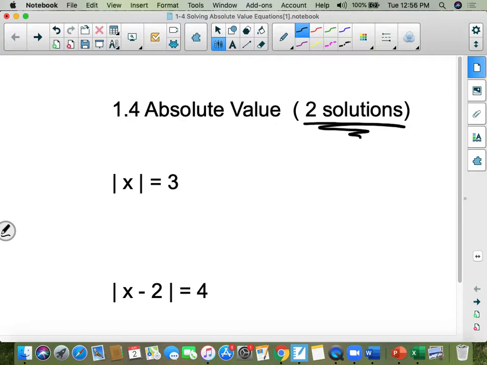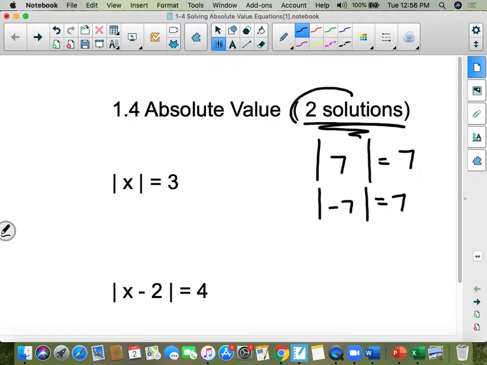Absolute means whatever's inside of this sign. It can be a 7, and if you do the absolute value of 7, it turns out to be 7. You could also do a -7, and the absolute value of a -7 is also 7. It turns out to be positive once it comes out of the absolute value sign. So that is the reason why you're going to have 2 solutions today.